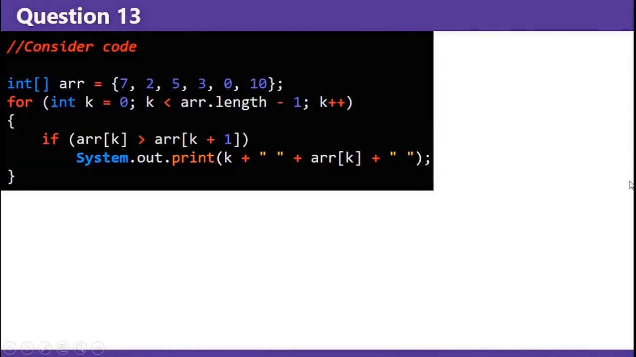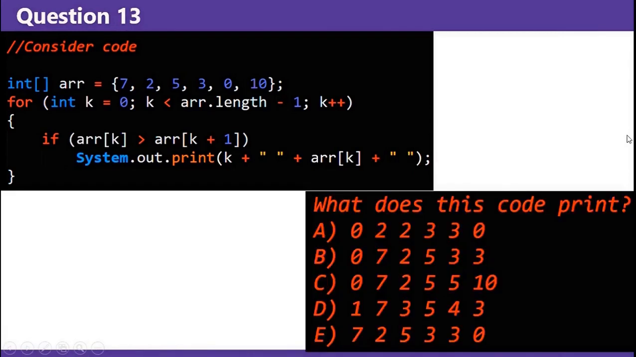Question 13's code loops through an array printing an element's index and value if it is greater than the following element. The loop stops one element before the end. Thus, the answer is B, where the elements 7, 5, and 3 have indices 0, 2, and 3 respectively, and are greater than the next element in the array.